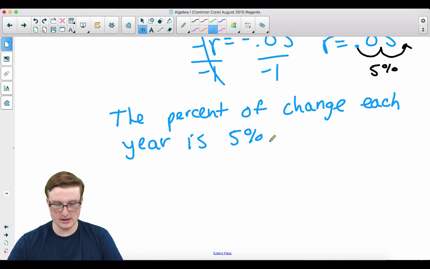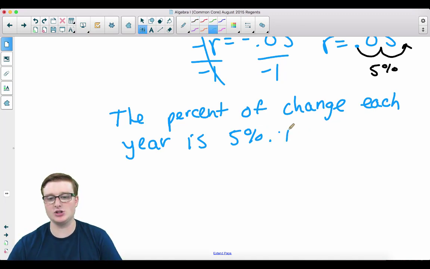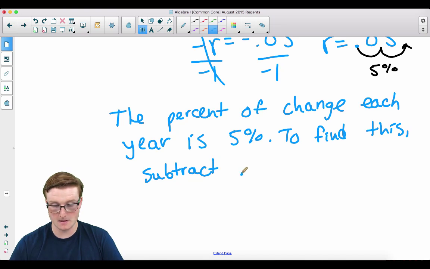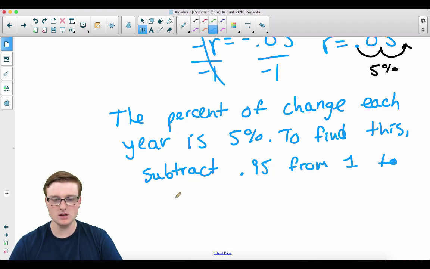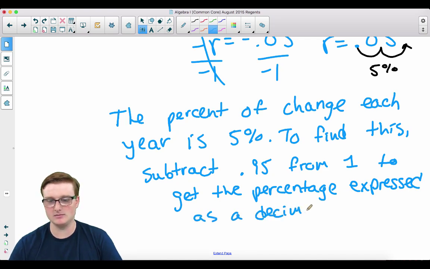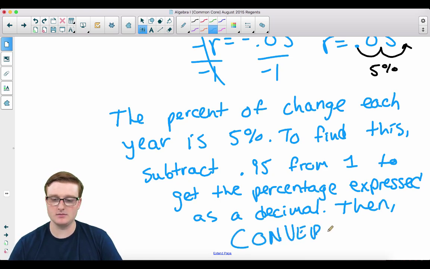All right? Now, it does say explain how you arrived at your answer. So I'm going to say, to find this, subtract 0.95 from 1 to get the percentage expressed as a decimal. Then convert. And that is your answer.